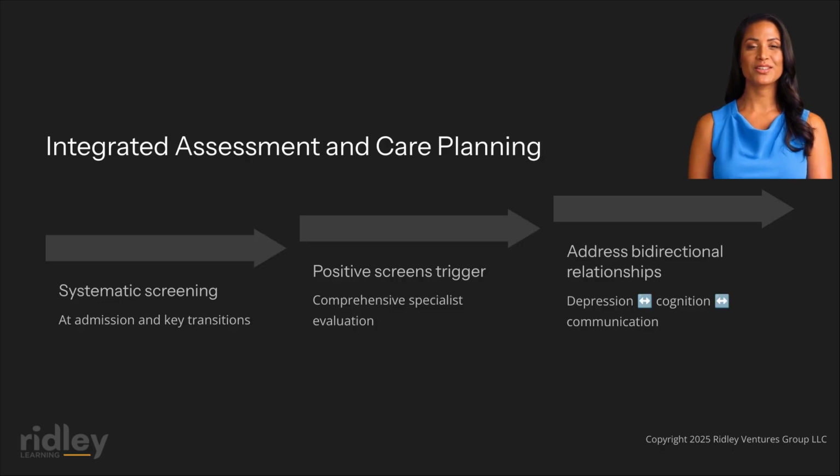The integration of cognitive, psychological, and communication assessment and intervention within comprehensive stroke rehabilitation requires systematic screening protocols, interdisciplinary collaboration, and care planning processes that address the connections among these domains. Screening should occur at rehabilitation admission with repeat assessment at key transition points and whenever clinical concerns arise, using validated instruments appropriate for stroke populations and adapted as needed for patients with communication or cognitive impairments.